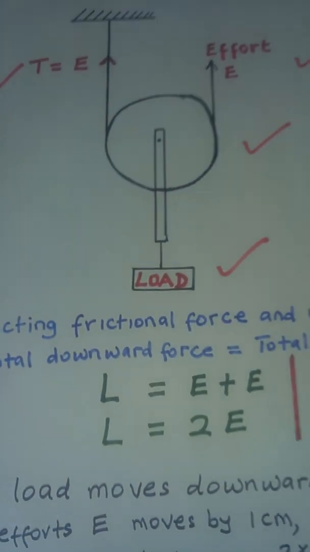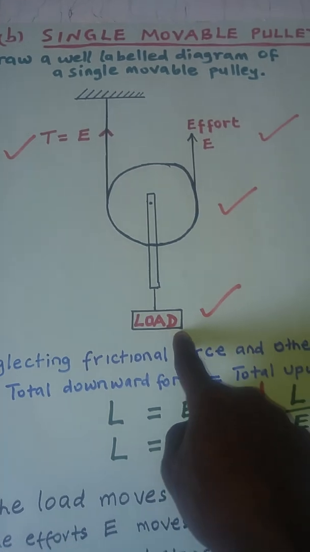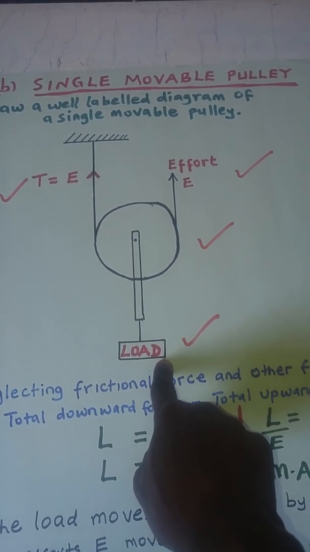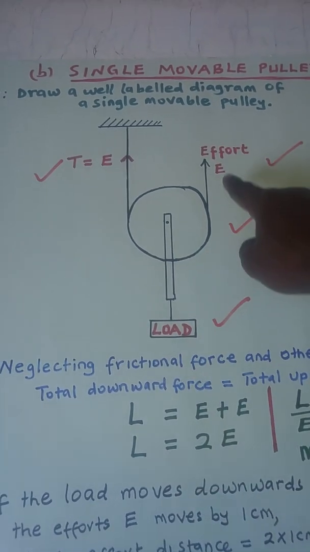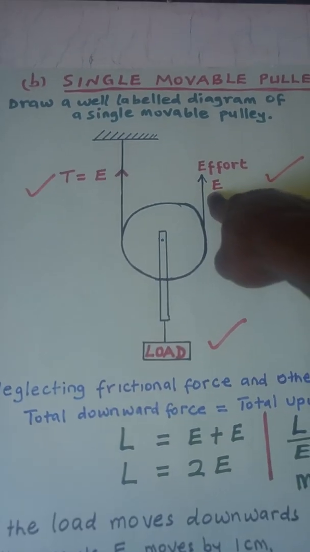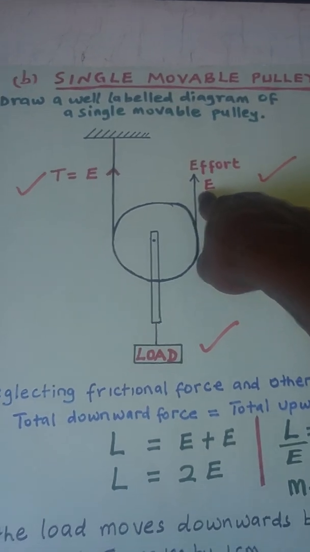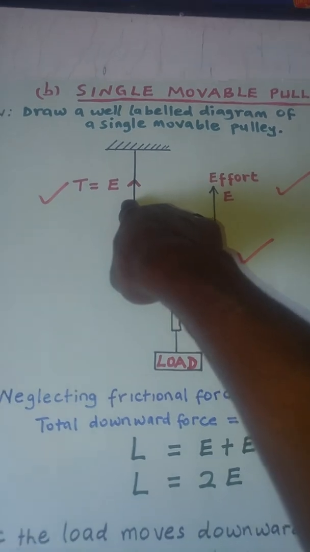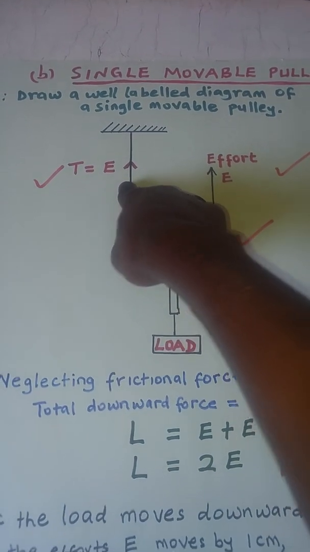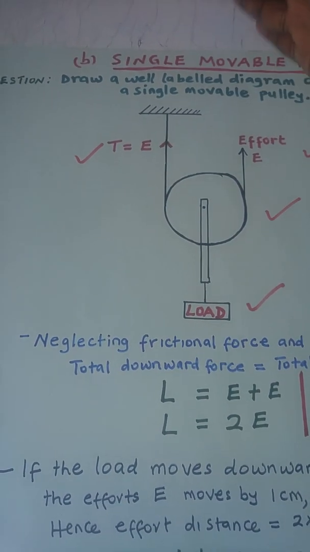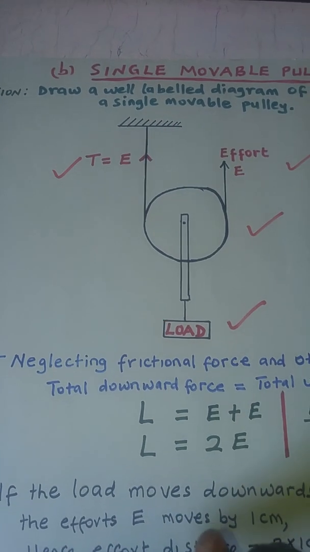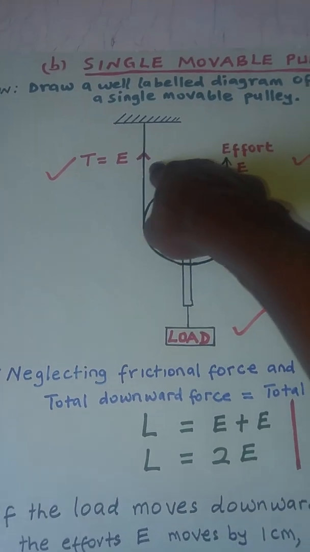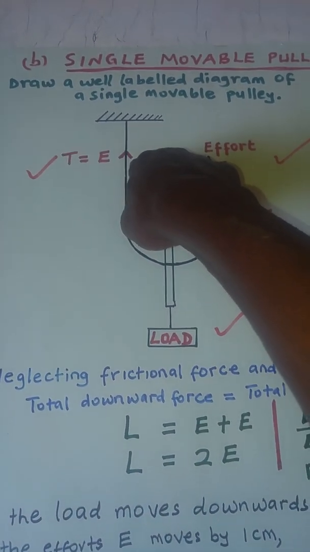Let's go back to the diagram. If this load moves downwards by, let us say, 2 centimeters, what will happen? This part of the rope will move upwards by 2 centimeters. This one also will move upwards by 2 centimeters, which means the effort has moved by 2 centimeters each. You know the upward side is for the effort, then the downward side is for the load. So the total movement for the effort will be 2 centimeters plus 2 centimeters, which will be 4 centimeters.